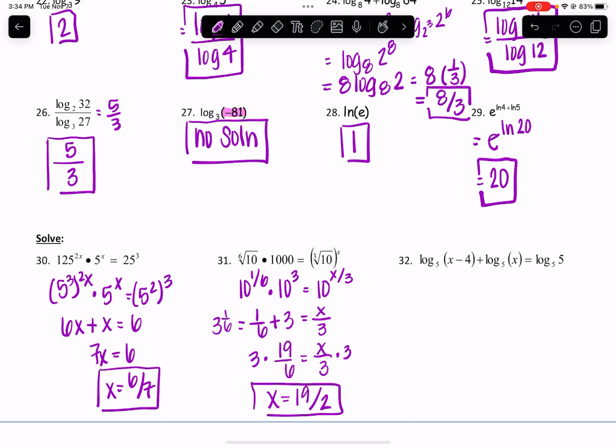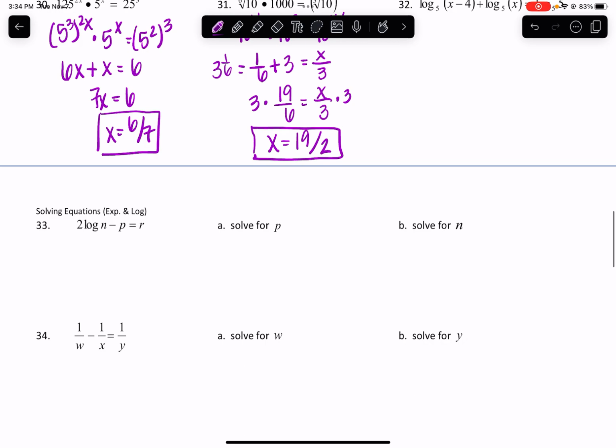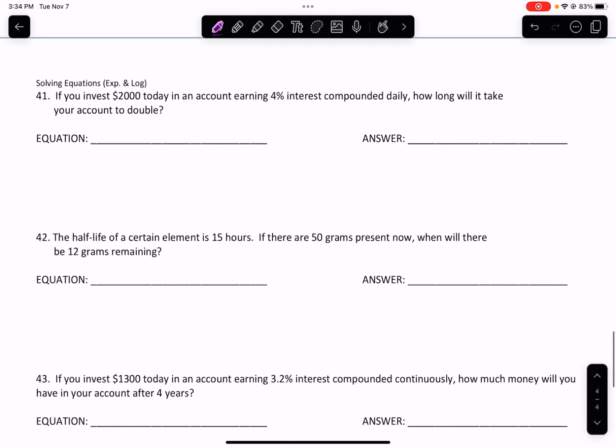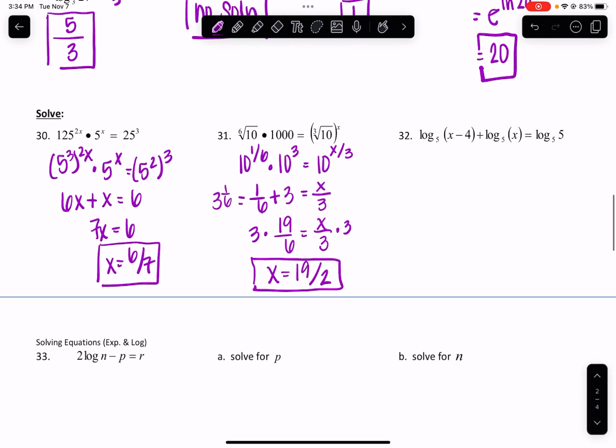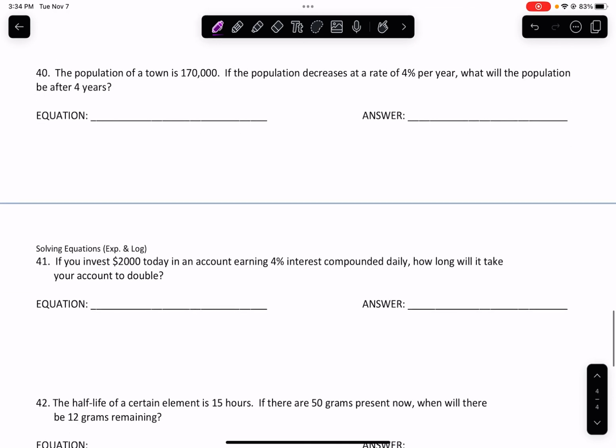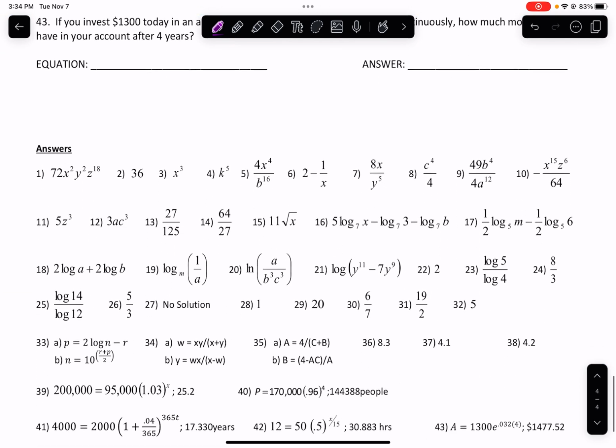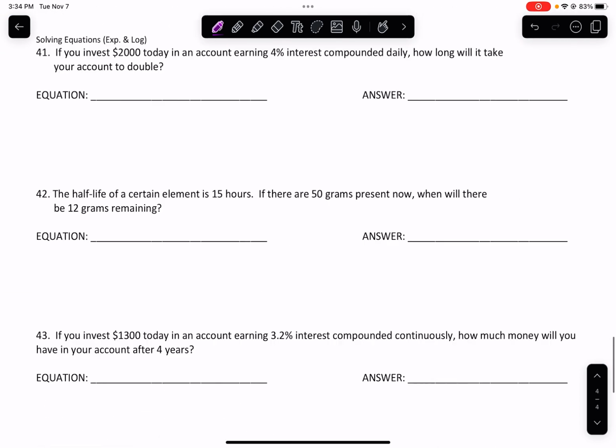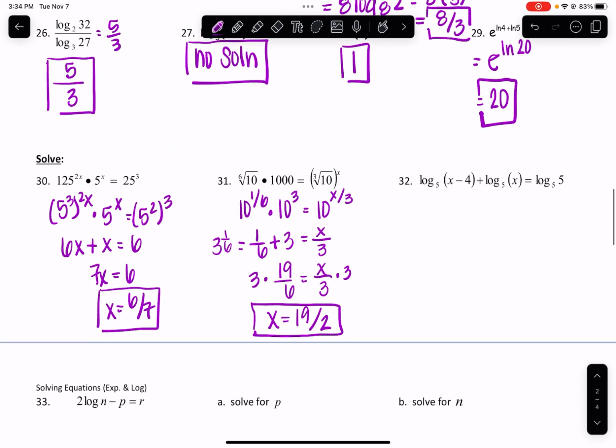That seems really far off, so I'm going to check my answer down below. What number was that? 31. 31. Nope, it's right. It just seemed off. Sometimes that happens.